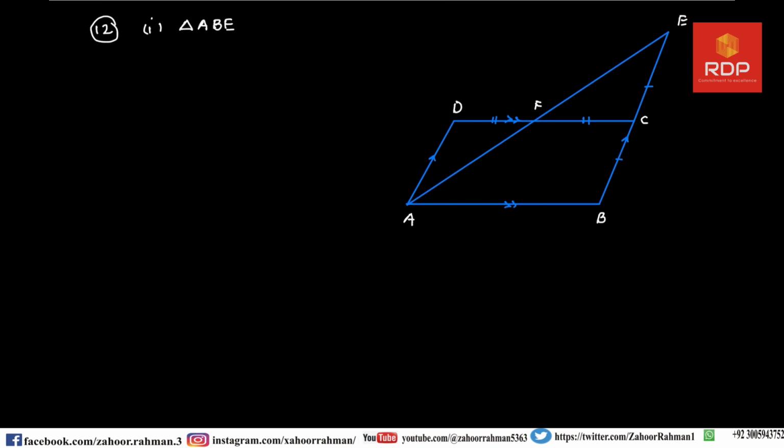Now there is a second question, the last question, that is question number 12. The figure is given to you. Please concentrate on the figure while I am reading the question, so you will see which part is pointed in which dimension. So let us start understanding the question. In the figure, ABCD is a parallelogram. Concentrate. ABCD is a parallelogram, which is clearly shown. And AFE and BCE are straight lines.